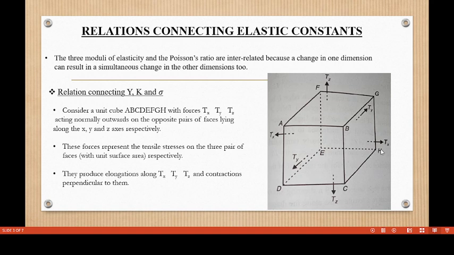Now consider this force Tx, this force causing the tensile stress in x direction, and this force causes an elongation of the cube in the x direction. But at the same time, the force Tx causes a contraction in the y direction as well as the z direction. Similarly, the force Tz causes an elongation in the z direction, but it causes a contraction along y direction as well as x direction.